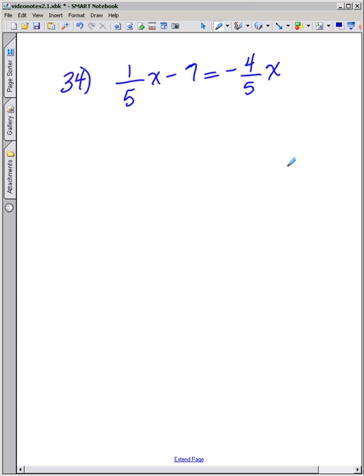Now, if you follow what I was saying before, notice here we have variables on both sides. So I was saying that we need to eliminate the smaller coefficient, right? The variable with the smaller coefficient. Well, negative 4/5 is smaller than 1/5. So we would need to eliminate the negative 4/5 x from the right side. Well, since it is negative, the way to eliminate it is to do its opposite, which would be to add. So if we take 1/5 x minus 7 is equal to negative 4/5 x, we're going to add 4/5 x to both sides.